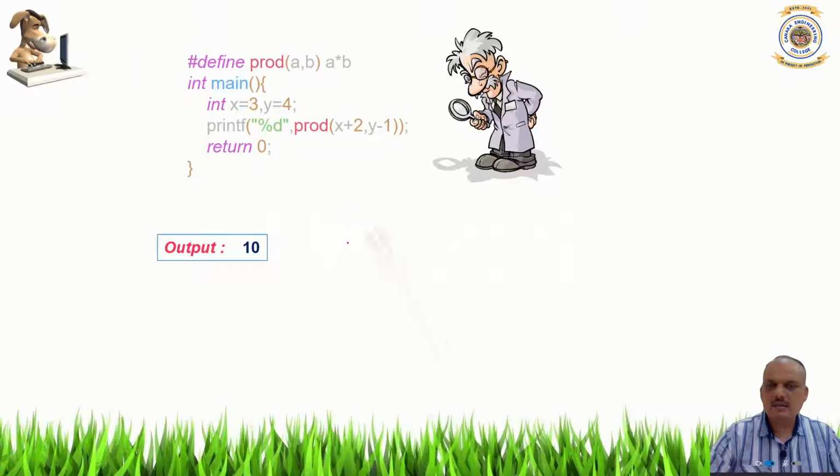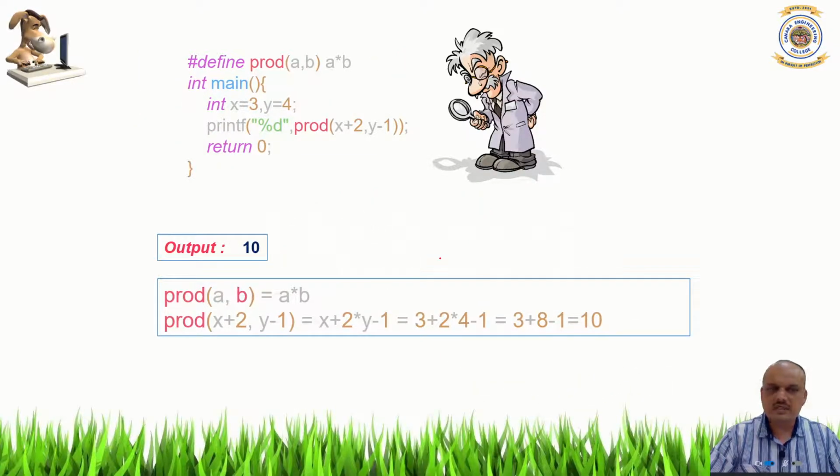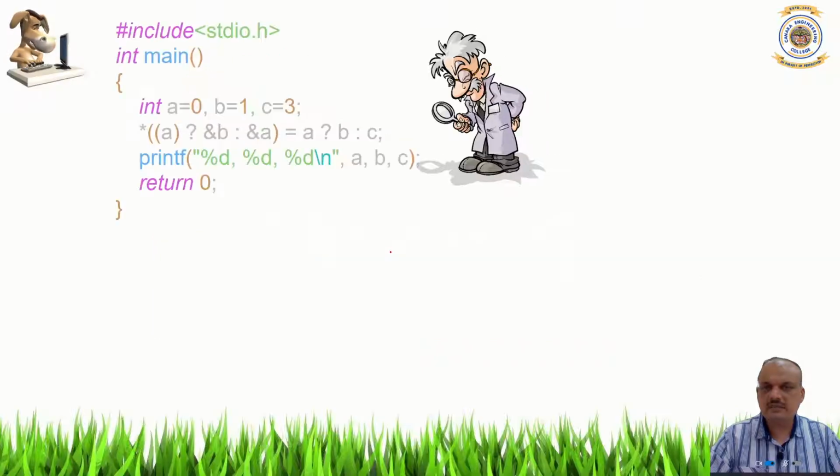Okay, that's what has been explained there. Now look at this piece of code and predict the output. Let's come back and see what it is.